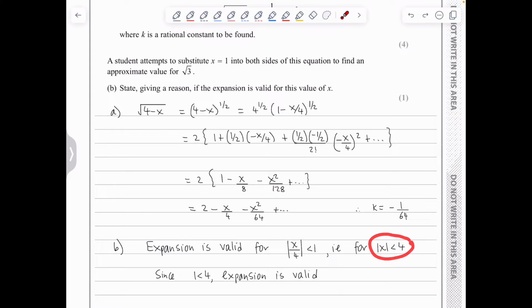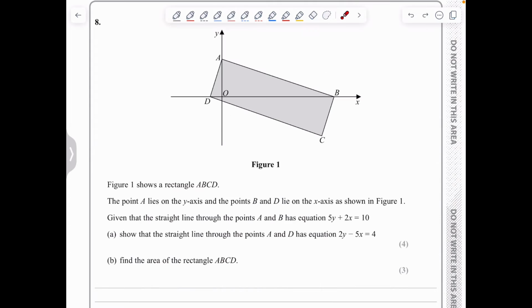In other words, for x being between minus 4 and 4. Now, since 1 is less than 4, the value of x is within the validity range, and therefore the expansion is valid.